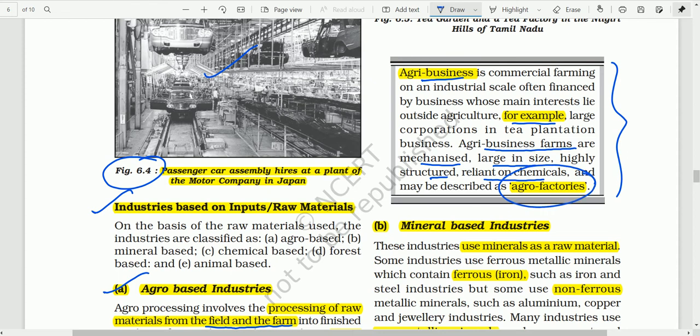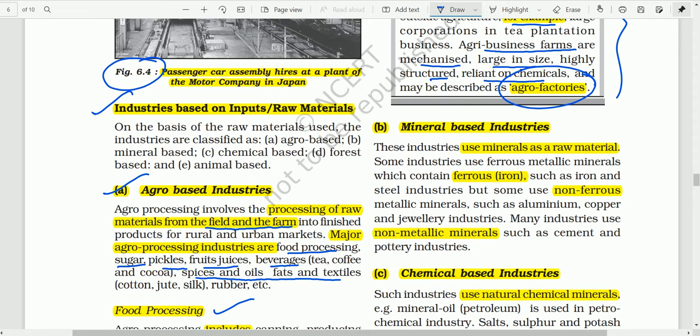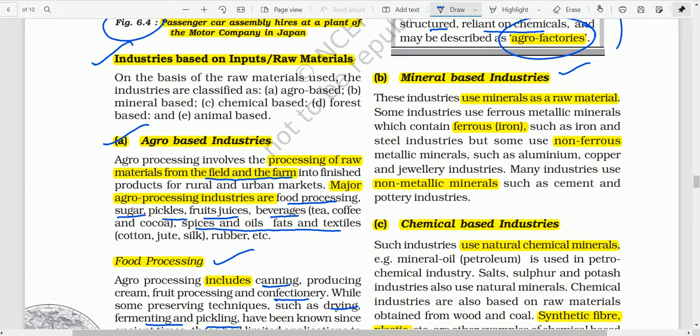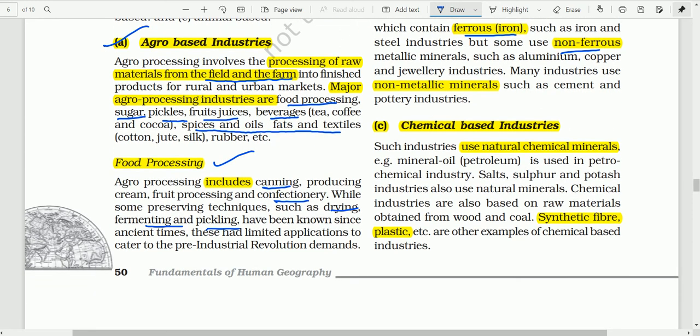Then the second type of industry based on the raw material is the mineral based industries. Industries which use minerals as a raw material are known as mineral based industries. We have discussed so many examples above. Ferrous industries like iron and steel industries, non-ferrous like aluminum, copper, jewelry, and non-metallic like cement, pottery.